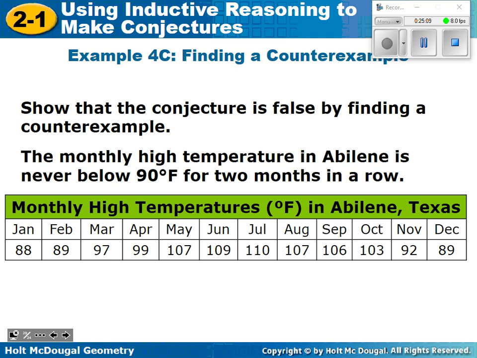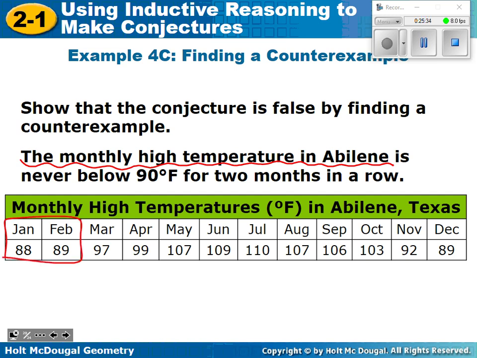Okay, the monthly high temperature in Abilene is never below 90 degrees for 2 months in a row. So again, the first part has to stay true. You have to still be talking about monthly high temperature in Abilene. You can't talk about a different city. But you want the last part to be false. So instead of it never being below 90 for 2 months in a row, you're trying to find an example where it is below 90 for 2 months in a row. Where does that occur? January, February. Exactly.